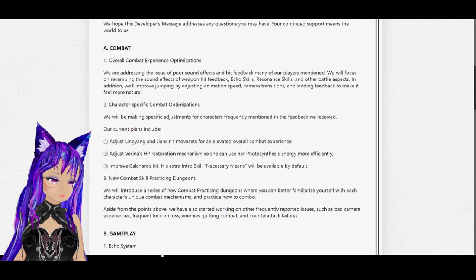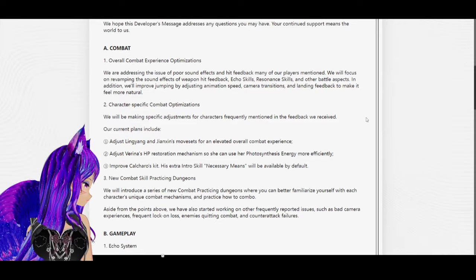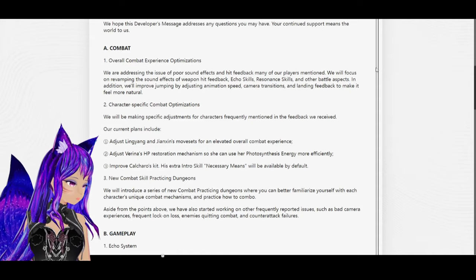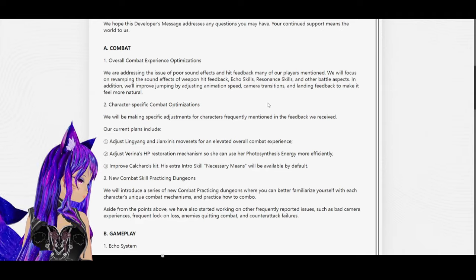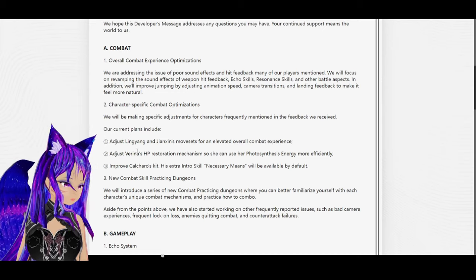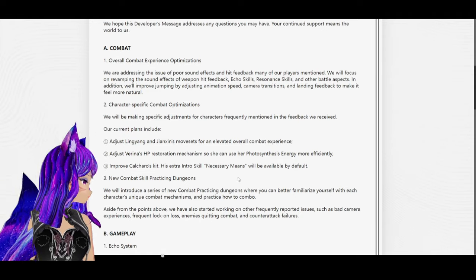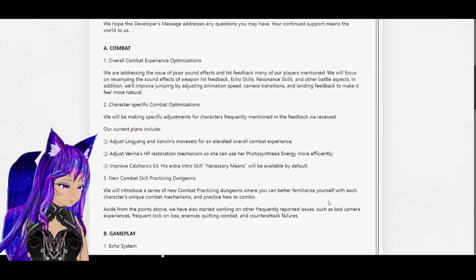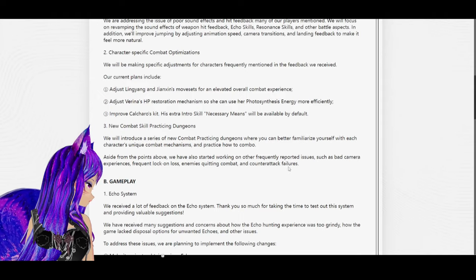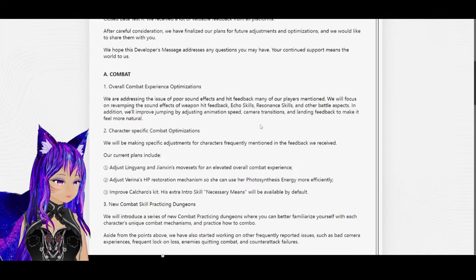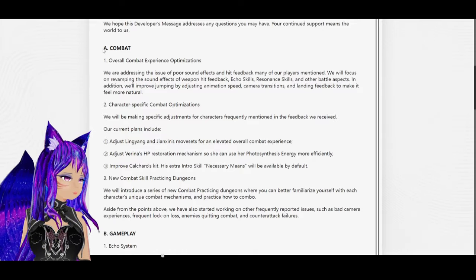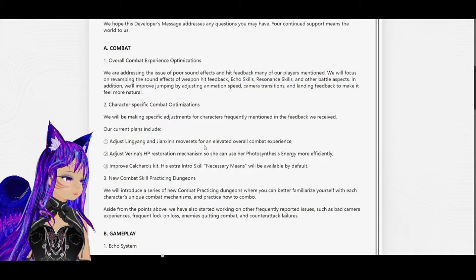So overall they said that they're going to fix the combat to make it a better experience. Fix some character combat mechanics, and better camera, better speed, better counter, and overall a better way to practice. They said that they're going to make a combat practicing dungeon so we can learn the characters' unique combat mechanics. And they are fixing some camera issues as well in the combat, which overall means they're going to make it a better combat system so we can enjoy the combat, which is a good thing. I am happy for that.